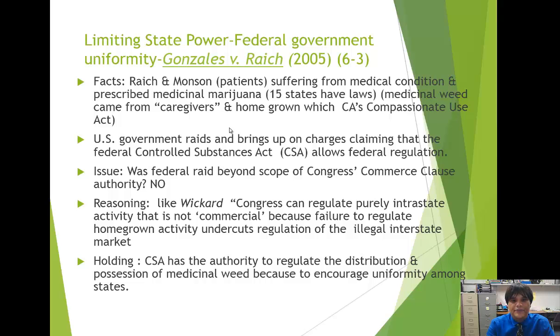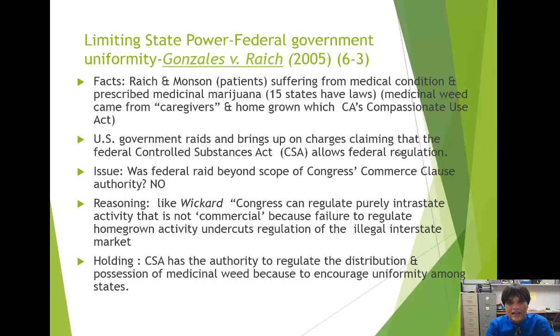California's laws. Well, unfortunately, the U.S. government steps in and says, no, you're not. The U.S. government, the federal government, steps in, raids their stash, basically, and brings them up on charges claiming that the Federal Controlled Substances Act allows federal regulation. Well, the Controlled Substances Act allows regulation and allows the federal government to step in, despite California having it legal. So you can see how this is an issue of federalism.